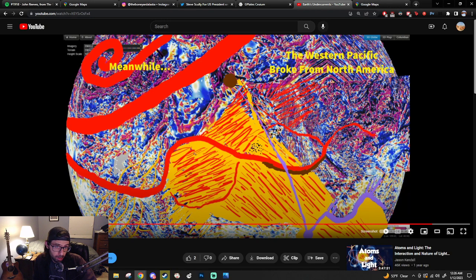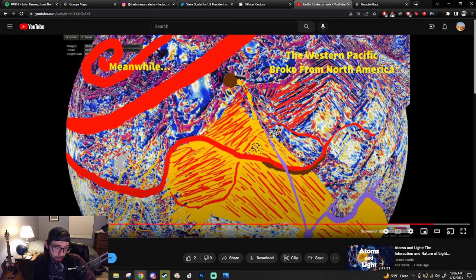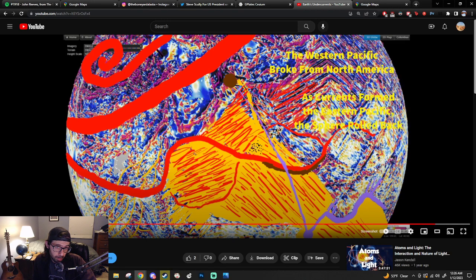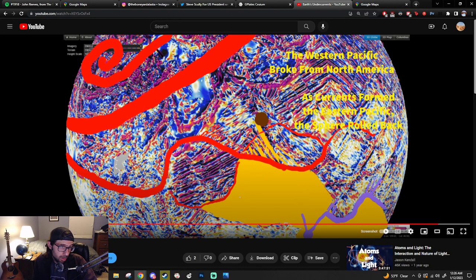Meanwhile, that particle we were talking about, so the Western Pacific broke from North America, so I just slide that North America away, which is a little confusing maybe. As currents formed the Eastern Pacific, the sphere rolled back. Basically, the sphere was only stably in position until currents relented. And then it starts to roll, depositing first its outer shell.